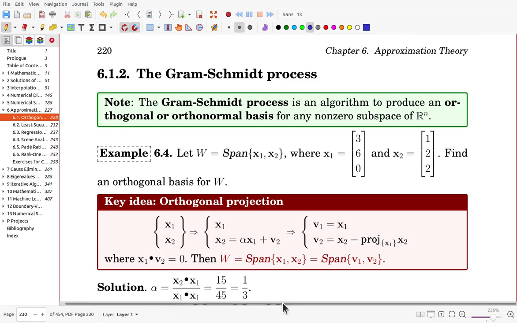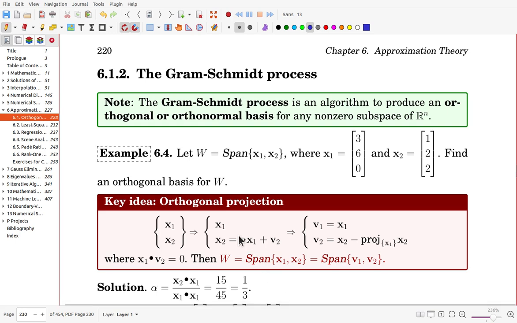Now we'll consider the Schmidt process. The Schmidt process is an algorithm to produce an orthogonal or orthonormal basis for any non-zero subspace of Rn. Once you have a subspace, it should have a basis. From the basis, you can produce an orthogonal basis. If the orthogonal basis is normalized, then it will become orthonormal.